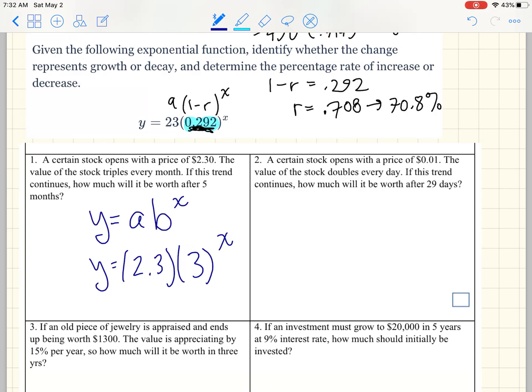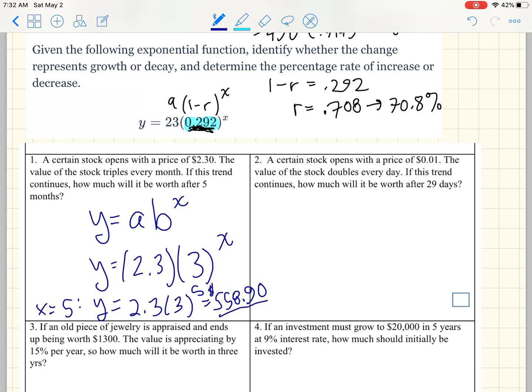Now, if you want to do it for 5 months, you're basically just doing 230 times 3 to the 5th power. Okay? So you can certainly try to put that into a calculator as well, and make sure you get 558.9. Because it's money, you should put a 0 on it and a dollar sign.